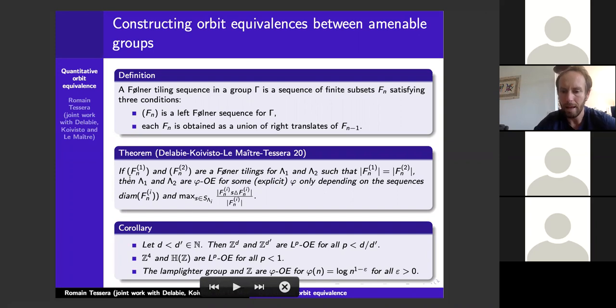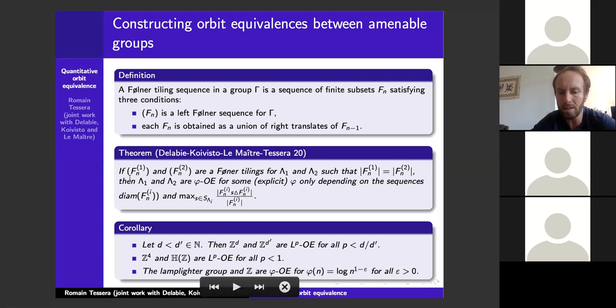And the point about this is that in many instances this construction gives optimal results. For instance, for Z^D, you remember that I told you before that with the isoperimetric profile or even the growth, you couldn't have an LPOE for p strictly larger than D over D'. So here there is a gap because we don't know what happens at D over D' precisely, but we know that we can construct an orbit equivalence for any p smaller than D over D' by just this construction here.